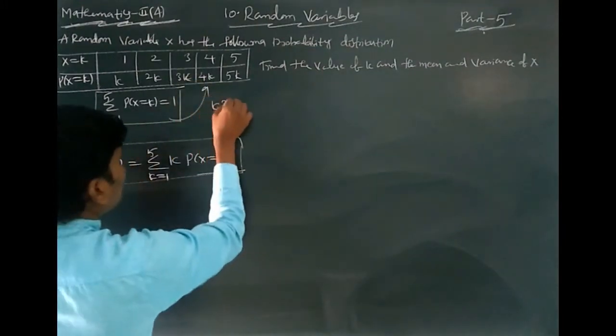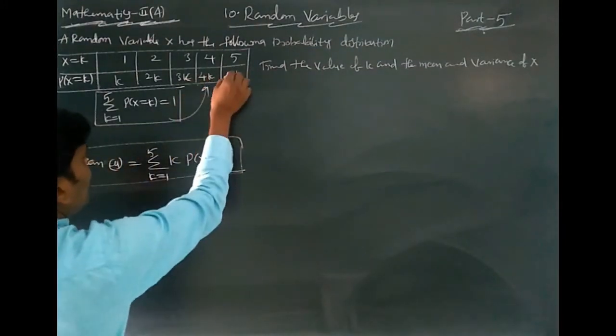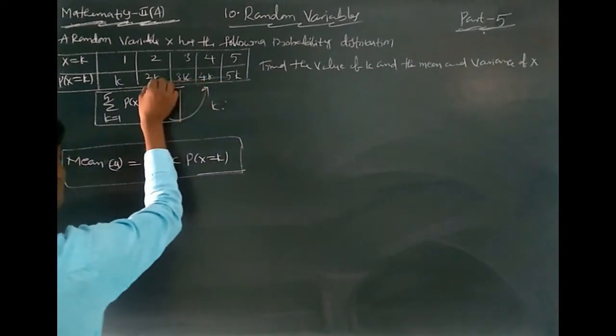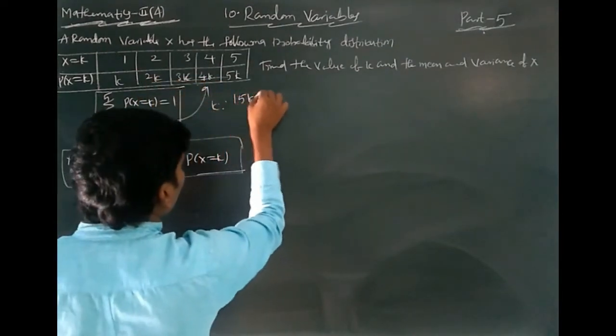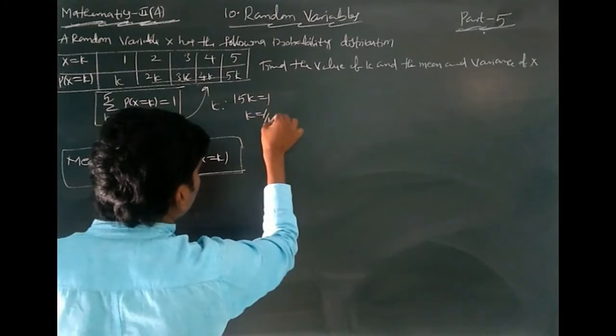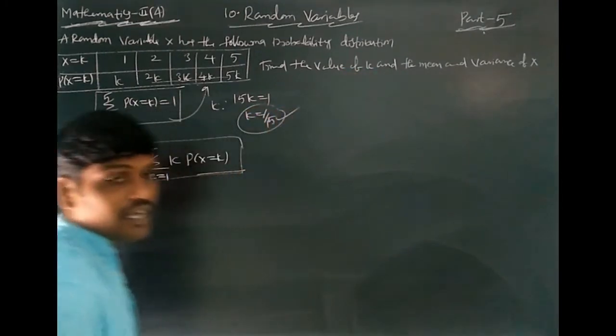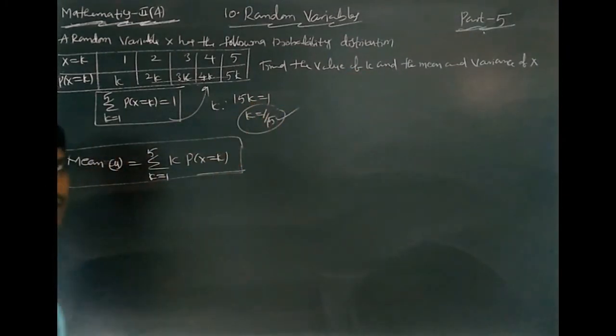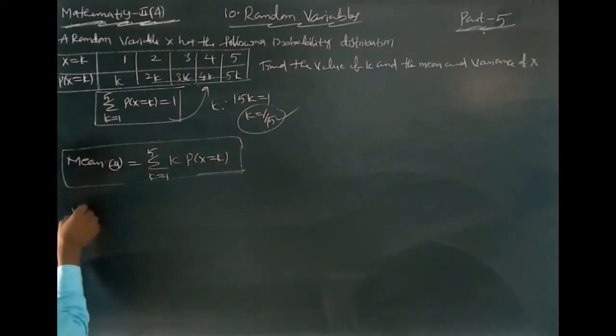K has only one value. 5 plus 4 is 9, plus 3 is 12, plus 3 is 15, so 15k is equal to 1. Then k is equal to 1 by 15. Yes, students, k value is 1 by 15. That 1 by 15 is the right one in this mean. You get mean. After that, variance.